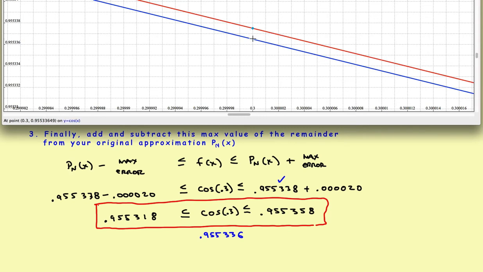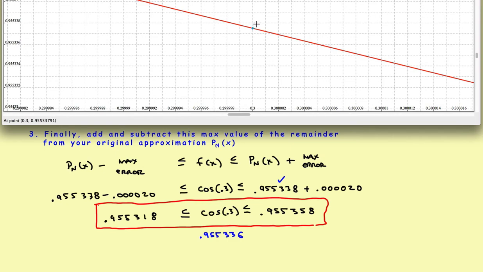So if I hover over the blue one, now look in the lower left-hand corner, and sure enough, you get 0.955336. So that's the exact answer. Here's my approximate answer. But what I want to know is, how accurate was I? Suppose you didn't know this. I'm going to go ahead and turn this blue graph off. So suppose you did your approximation and this is all you had.